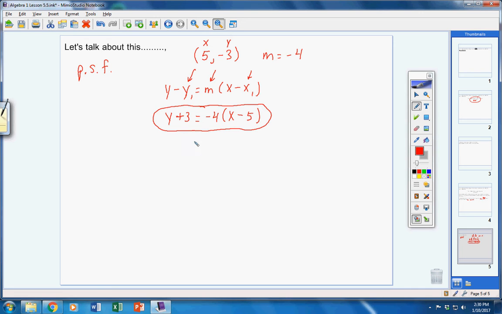Alright, now, what if I asked you to write this in slope-intercept form? Well, that's where you get y by itself, so that's easy enough. Y plus 3 equals negative 4 times x, negative 4x. Negative 4 times negative 5, positive 20. Bring your 3 over and make it a negative 3, and we're finished. Y equals negative 4x, positive 17.